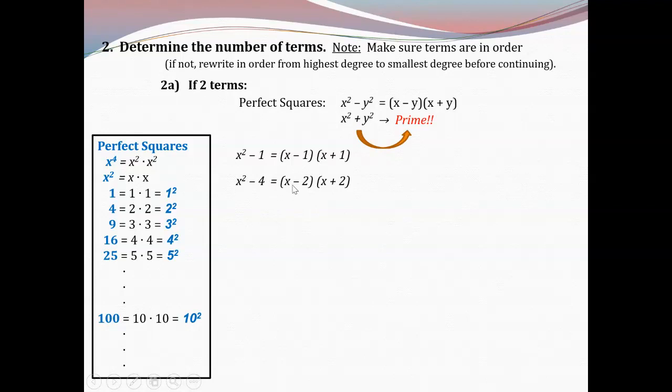X squared minus 4 is going to give you x minus 2 and x plus 2. X squared minus 9 is going to be x minus 3, x plus 3. X squared minus 49, what would this one be?